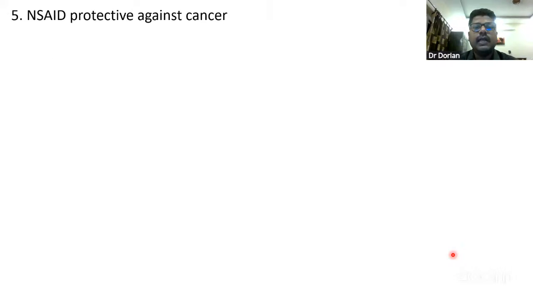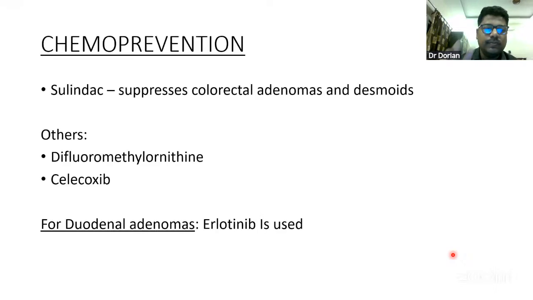So the next question, the question shared by last year's attendees was NSAID protective against cancer. We do not know the options. So I have searched for answer for this question in Sabiston, Schwartz, and Shackelford. No need to worry. This is all the answer for this question. For chemo prevention of cancer, NSAIDs are recommended only in duodenal and colorectal cancers. For duodenal cancers, the drug which is used is erlotinib, which is an EGFR inhibitor. For colorectal cancers, the drug of choice is Sulindac, which suppresses colorectal adenomas and also desmoid tumors.